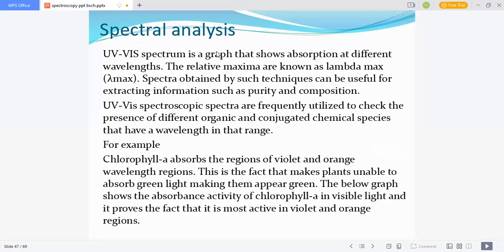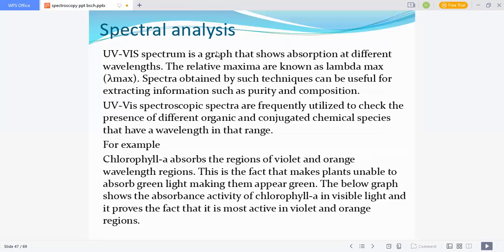UV visible spectrum is a graph that shows absorption at different wavelengths. The relative maxima are known as lambda max. Spectra obtained by such techniques can be useful for extracting information on purity and composition. Visible spectroscopic spectra are frequently utilized for organic and inorganic molecular species that have absorption in that wavelength range.